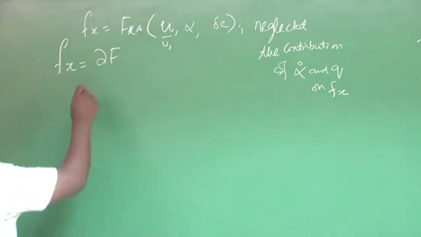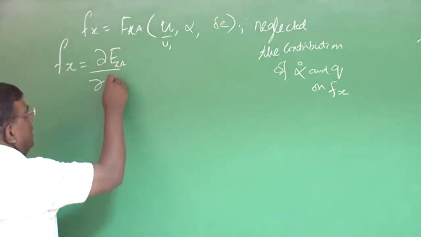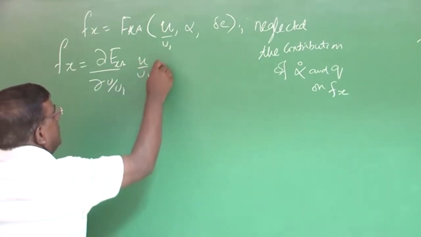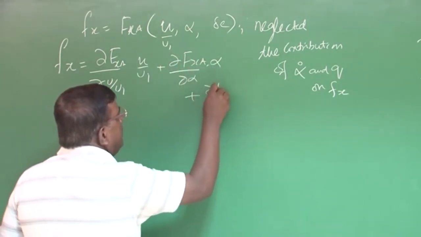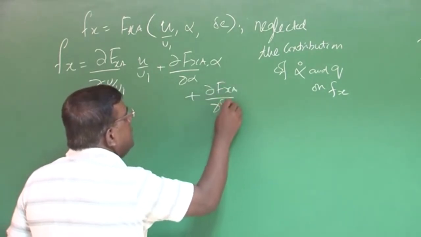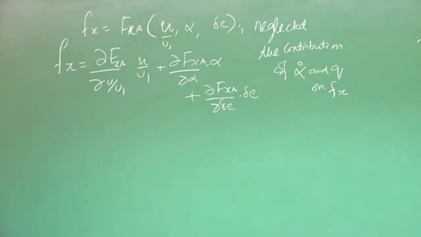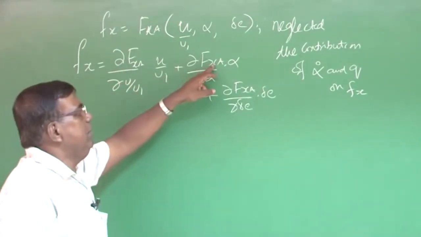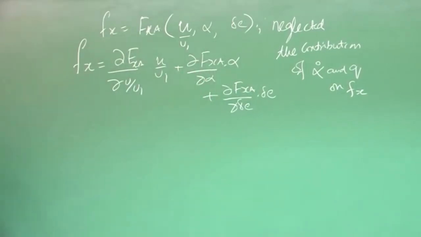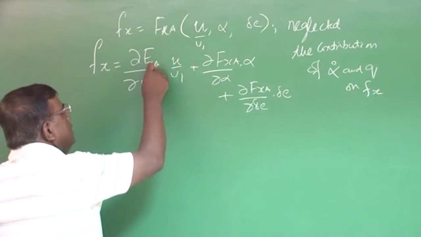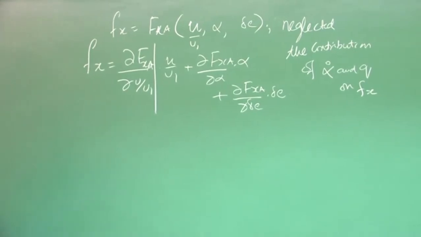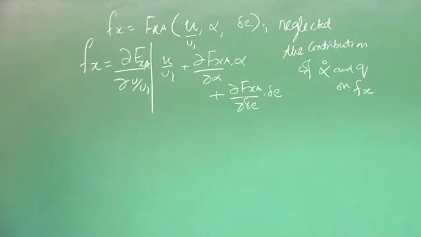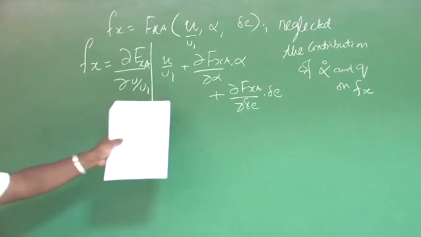Now from there, we can write it like this: d fxa by d u by u1 into u by u1, plus d fxa by d alpha into alpha, plus d fxa by d delta e into delta e. Also, my apology, sometimes I may be using fax instead of fxa, so both are the same thing. You have to be patient with me, as sometimes I will be using notations which I often forget. But as long as you understand the meaning of d fxa by d u by u1, this is the partial derivative: how much the force along x is changing per unit change in u by u1. Similarly for alpha and delta e.